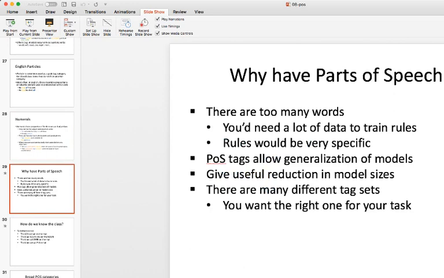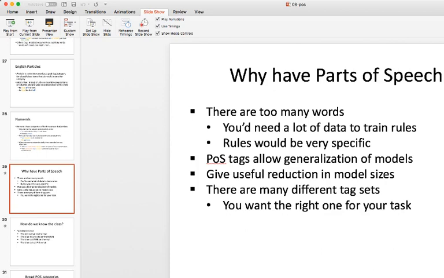So what kinds of tasks might use part of speech? Yes? Named entity recognition. So named entity recognition definitely can benefit from part of speech, because if you can narrow down to just the words that are nouns, then you can ignore a lot of other stuff and just focus on classifying those nouns. So yeah, definitely. What else?